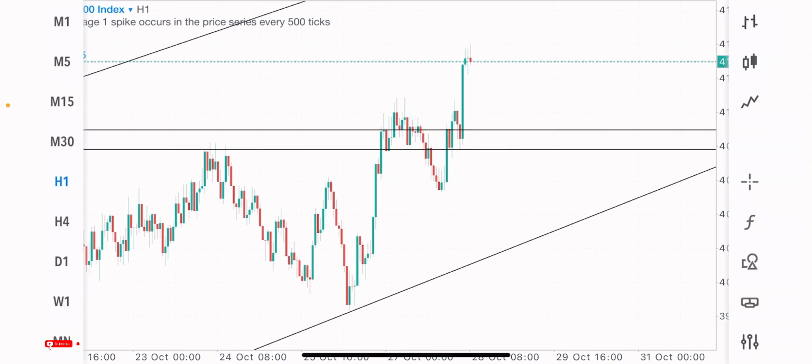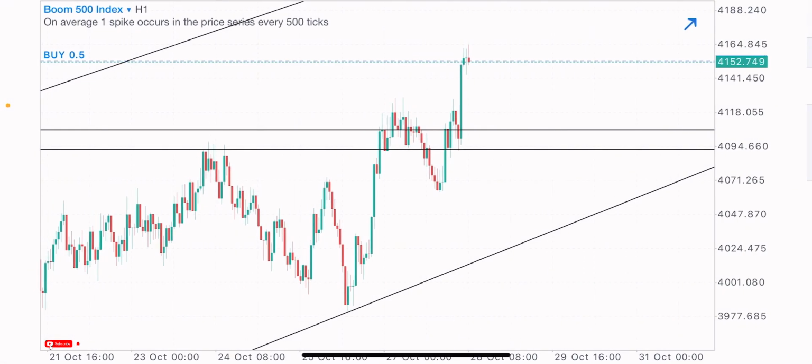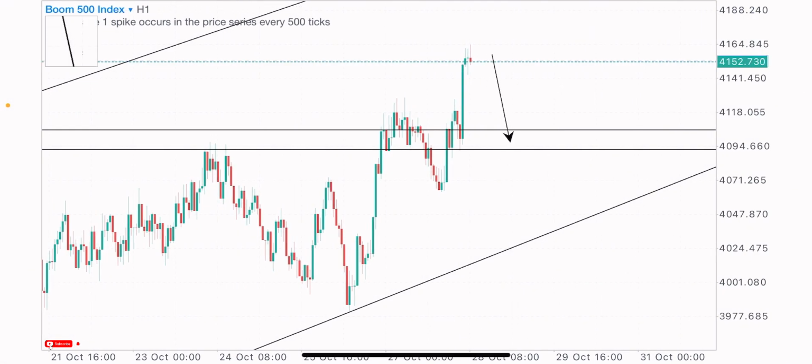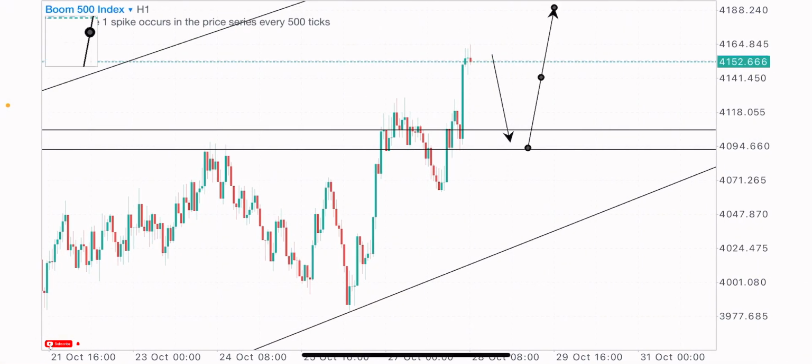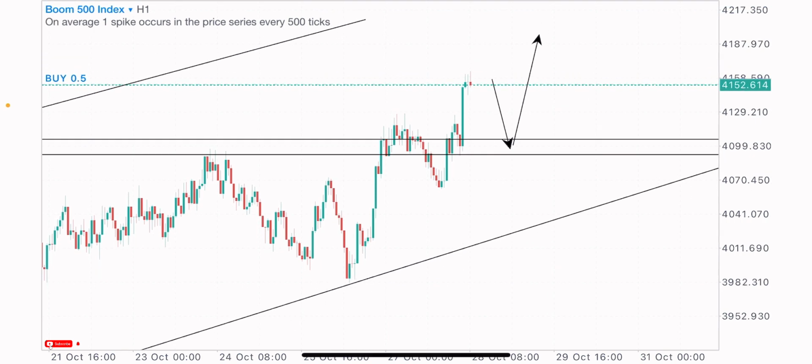On the 1-hour time frame, if price can sell to this level, right? If price can move to this level, I'm expecting the buys. I would be expecting the buys from this level to the downside. This is my key buy zone on this index. So that's it, guys. That's what I'm looking at on the Boom 500 index.